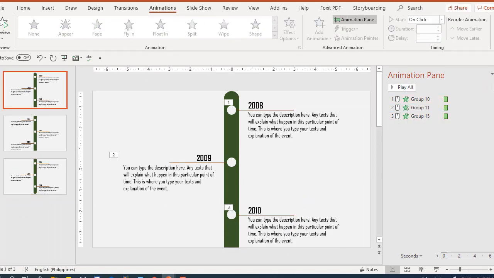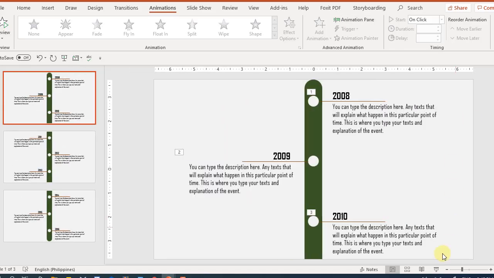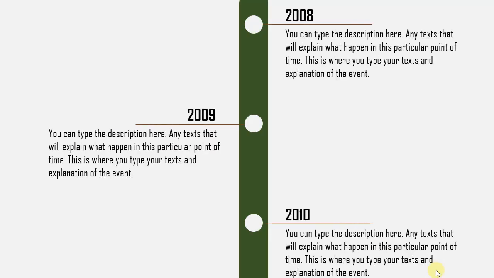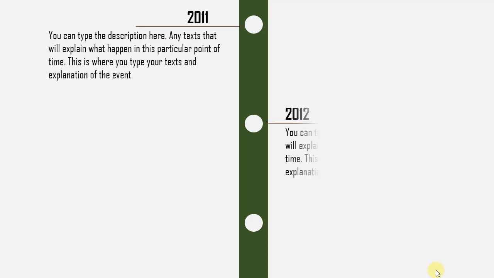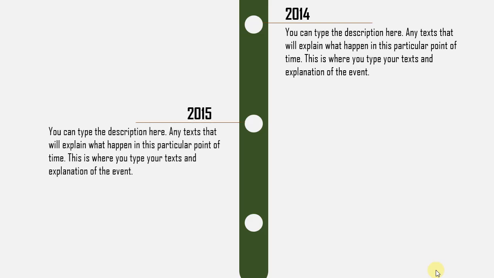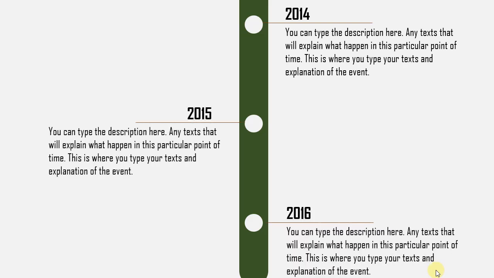So we can now run our slide for a while. Let's run. There. This one, this one, this one, this one, this one, and this one. So we have now the correct animation of each group.